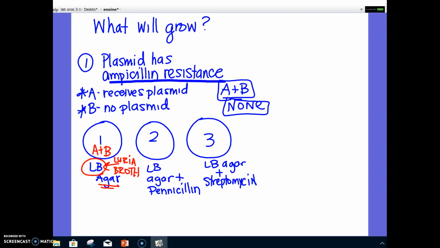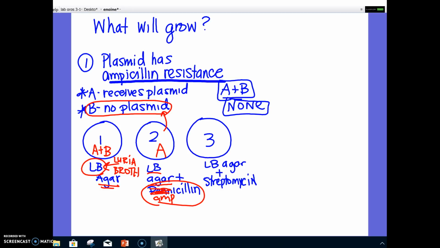Plate 2. LB agar again, but this time we added, this should say ampicillin. So on this one, only A would grow. Why? Because the ones that did not receive the plasmid would be killed by the ampicillin. So we would only expect bacteria that picked up our plasmid to grow on this plate. We are screening them using the antibiotic.